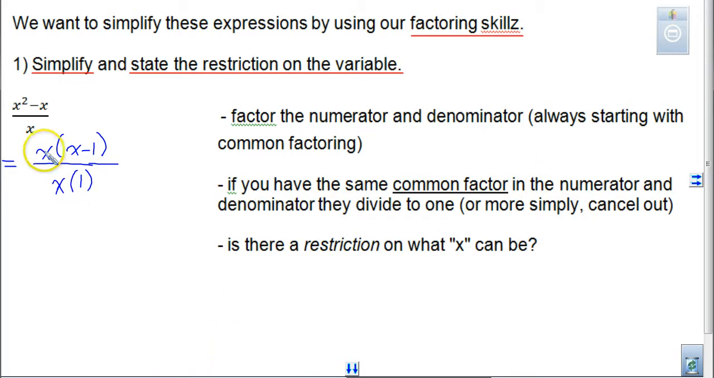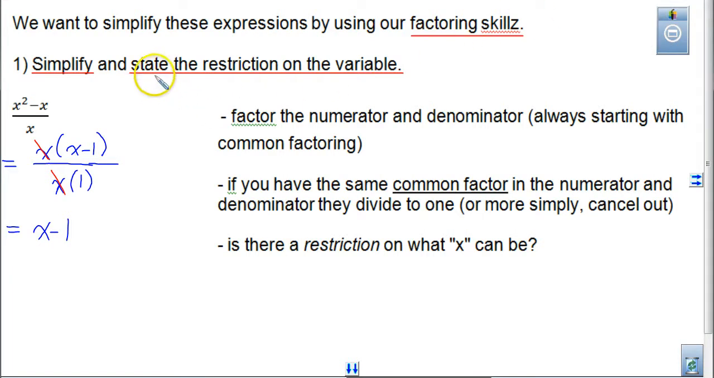So what we have here is x times x minus 1 divided by x. Multiplication and division can be done in any order. So x times x minus 1 divided by x, we can do x divided by x first. Those two cancel out, so we're just left with x minus 1 over 1. But for our final answers, we do not want a denominator of 1. So just x minus 1 is our simplified expression.